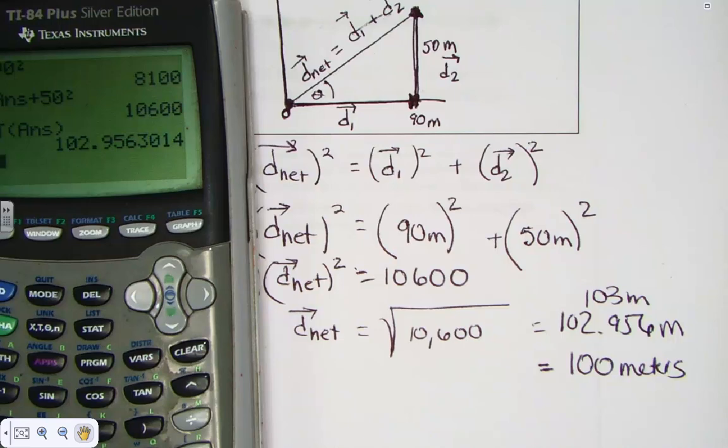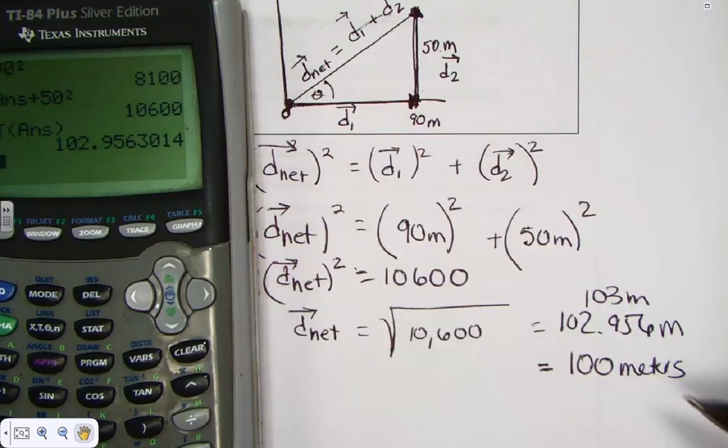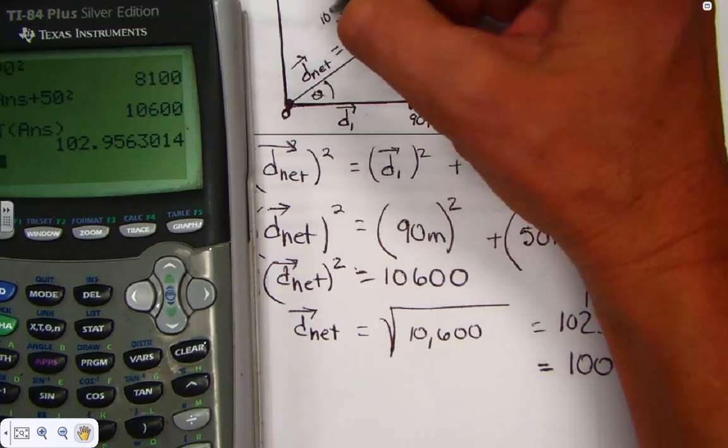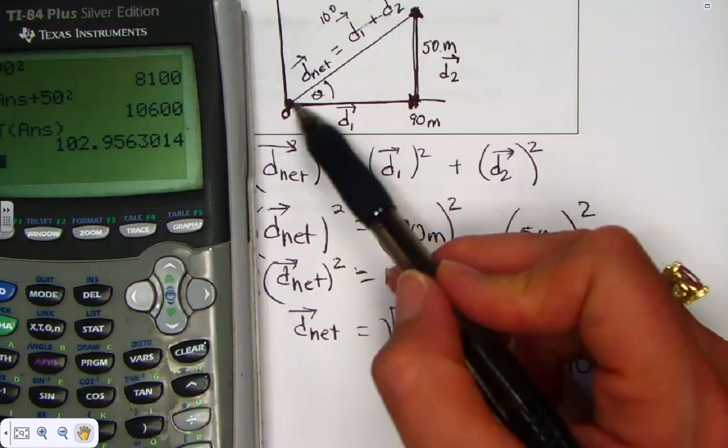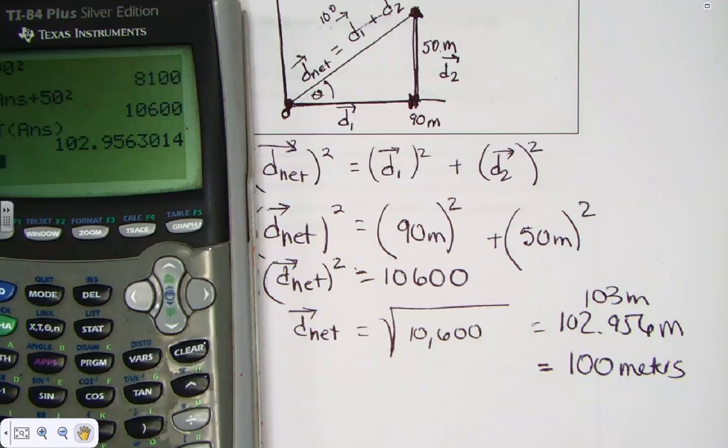But we're not done yet because it asks for the vector quantity, and that means we have to report out the direction. But we now know quite a few things. We know the sides. One side is 50 meters, one side is 90 meters, and now we've determined the other to be about 100 meters. I would not let this side determine what I'm going to use because that was an estimation.